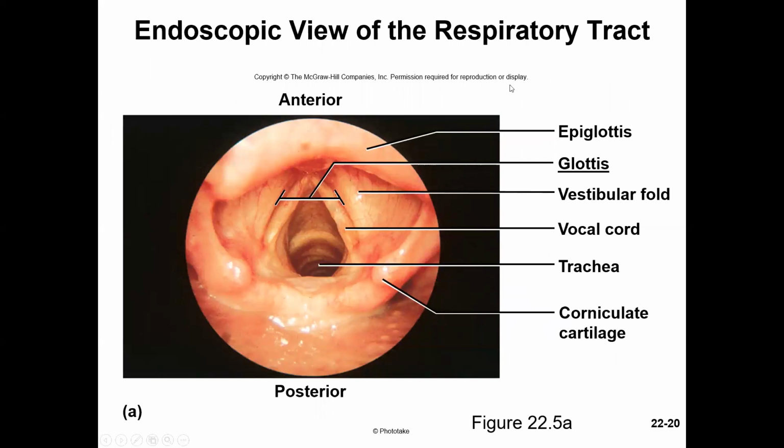So here's an endoscopic view of the respiratory tract. We can see the epiglottis, we can see the glottis, the vestibular folds on the side, and we can see evidence of a vocal cord. The trachea is the hollow tube, and then the corniculate cartilage, which is covered with some soft tissue.